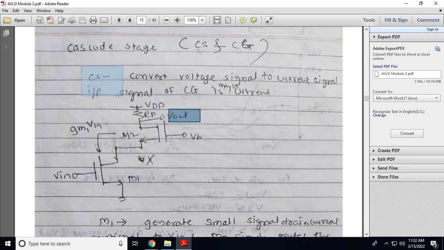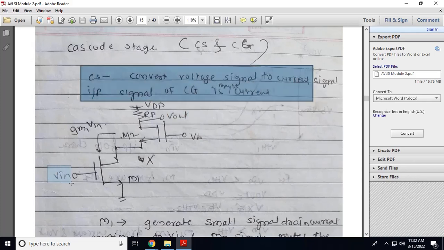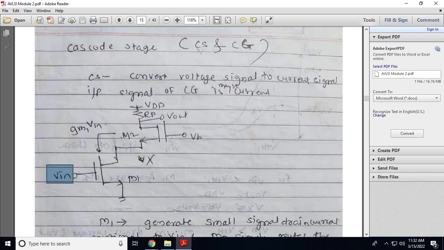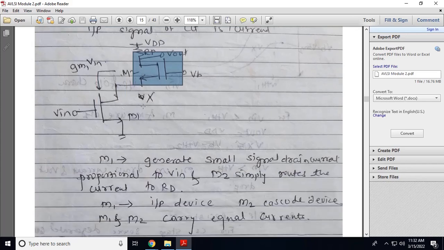Now the CS stage will convert this input voltage to a current signal, and that current signal is the input for transistor 2, which is a common gate. So M1 will generate a small signal drain current proportional to the input voltage, and M2 will simply route that current through RD.